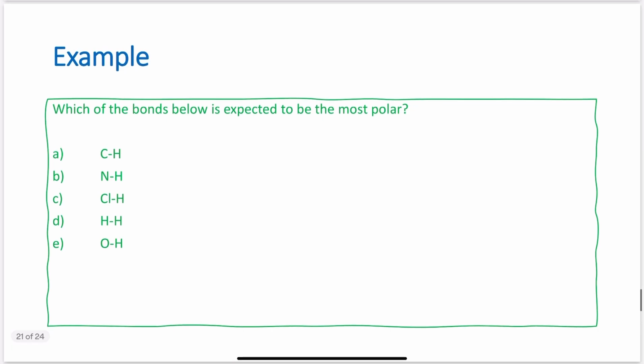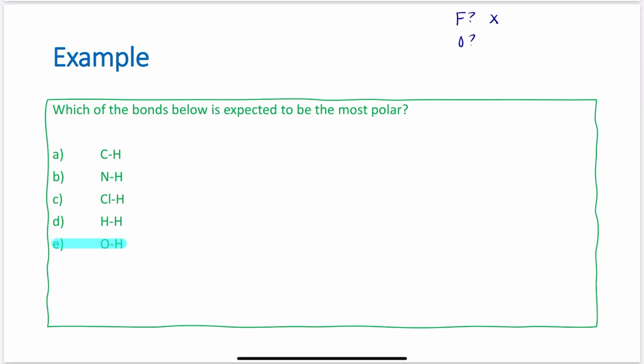What about this one? Which of the bonds below is expected to be the most polar? CH, NH, ClH, HH, or OH? Okay, they're all bonded to hydrogen. So really, I just have to think about the trends. So I think, well, is there any fluorine around? No. Is there any oxygen around? Yep. Oxygen's the second most electronegative element there is. That's going to be the most polar. It's going to be the biggest difference because it's second place for electronegativity. So because everything else is paired up to hydrogen, that's going to be my answer.